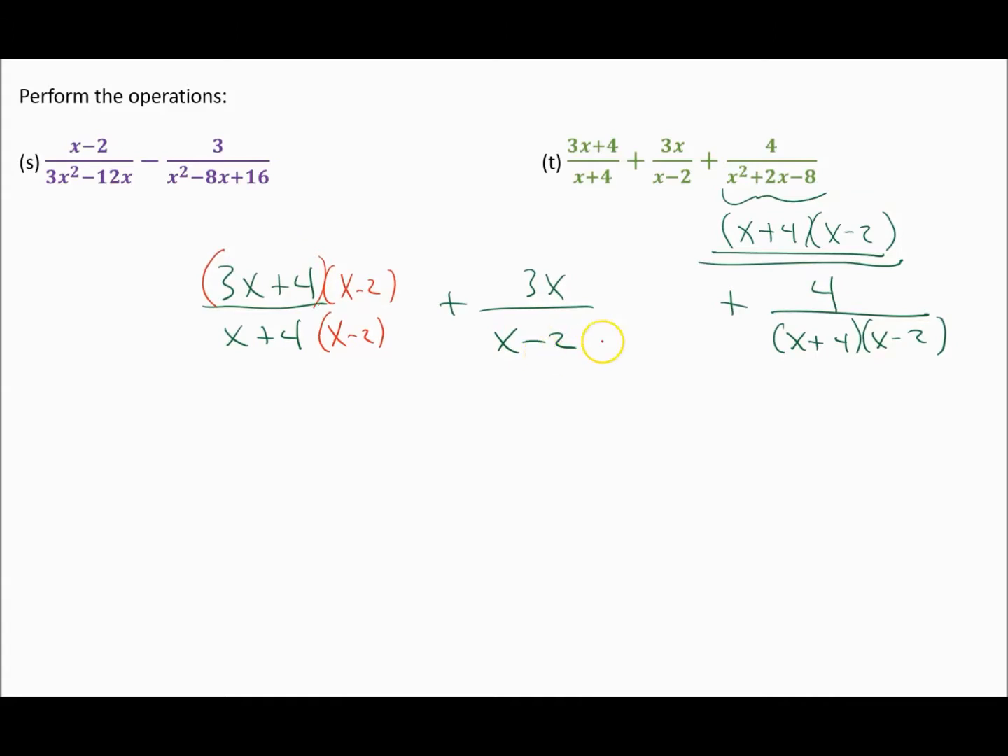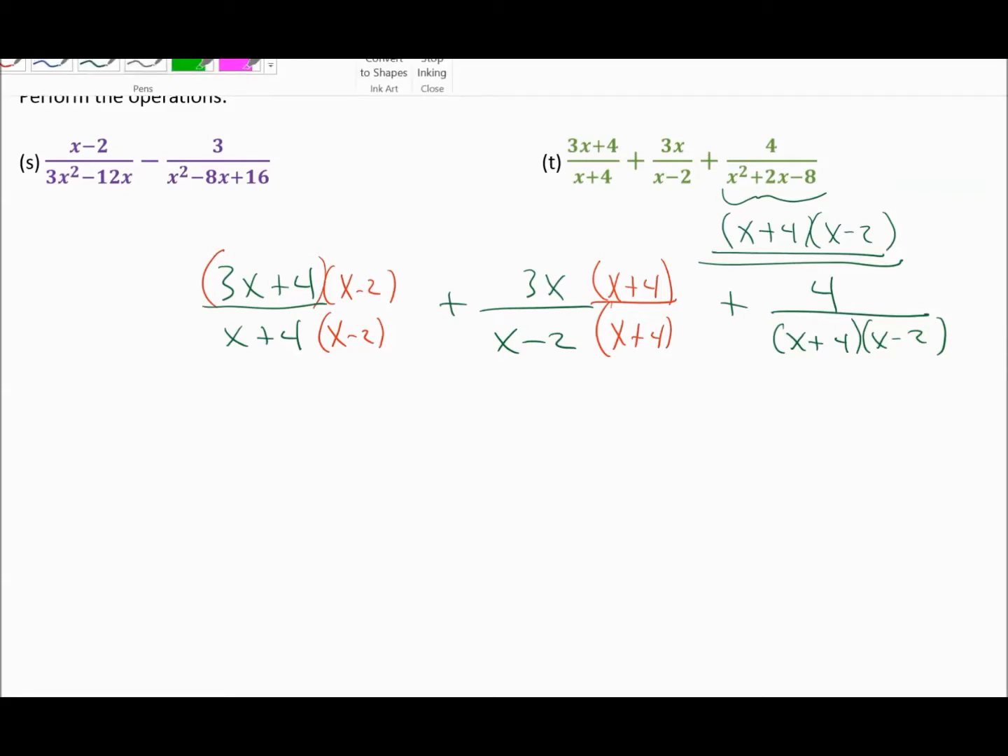X minus 2, on the other hand, is missing an x plus 4. So once again, I'm going to multiply in the numerator and denominator. I don't necessarily have to put parentheses around this because this is a monomial. I'm just going to distribute inside, but it wouldn't hurt. Now, x plus 4 times x minus 2 already is what it needs to be, so I don't have to multiply anything by the third fraction.